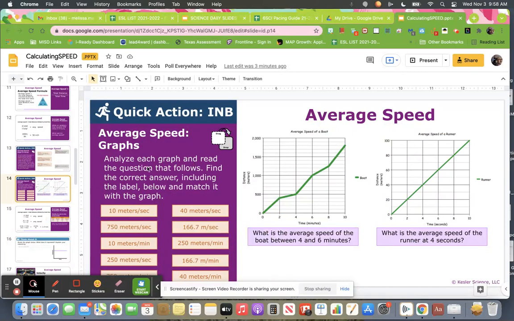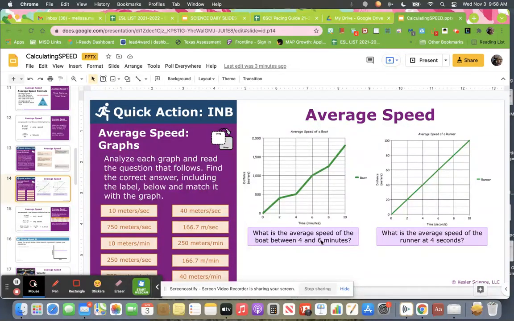You're going to look at each graph and read the questions that follow. We're going to do this one together, and then you're going to do this one by yourself. Find the correct answer, including the label below, and match it with the graph. What is the average speed of the boat between 4 and 6 minutes from this graph? On the bottom is time, and on the side is distance. We know we have a port of origin, and at least we know they're traveling.